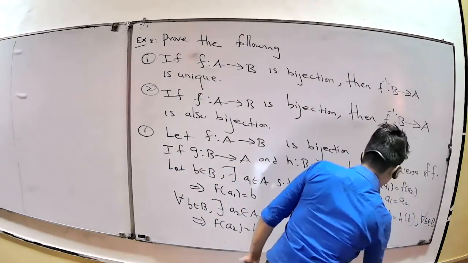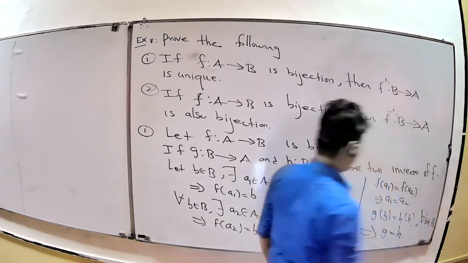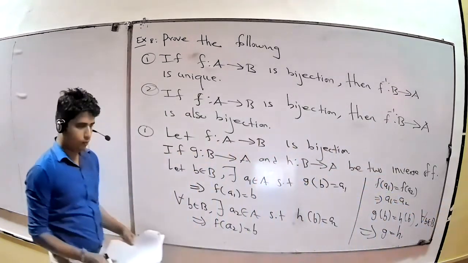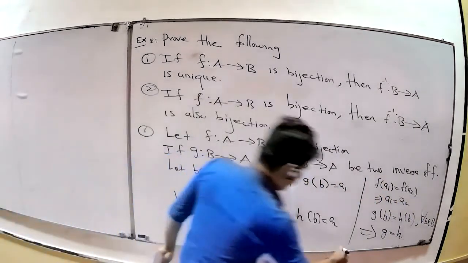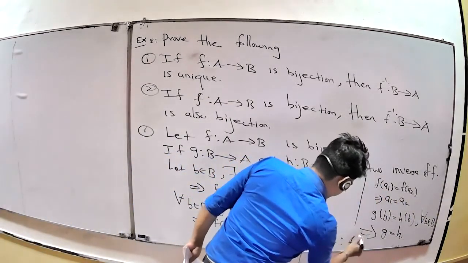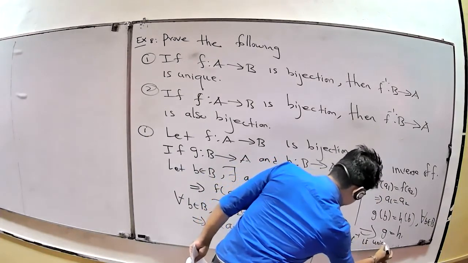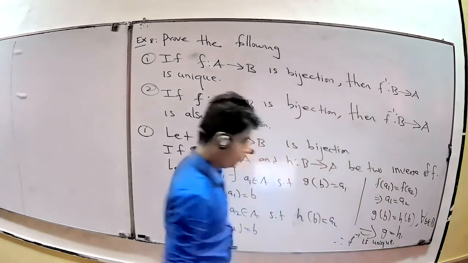Therefore, these two functions are equal. Therefore, that inverse function is the unique one. Therefore, f inverse is unique.